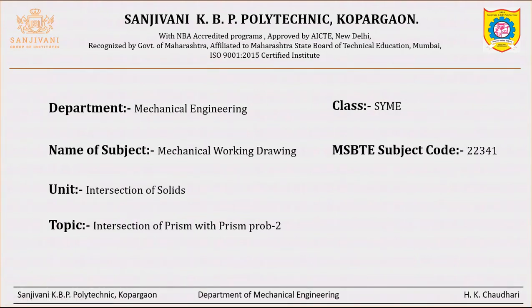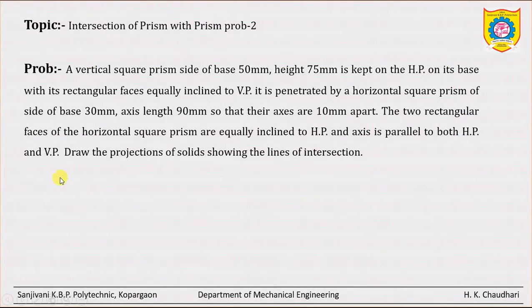Dear friends, today we will discuss a new problem on intersection of prism with prism. So let us take a problem. A vertical square prism, side of base 50 mm, height 75 mm, is kept on the HP on its base with its rectangular faces equally inclined to VP.